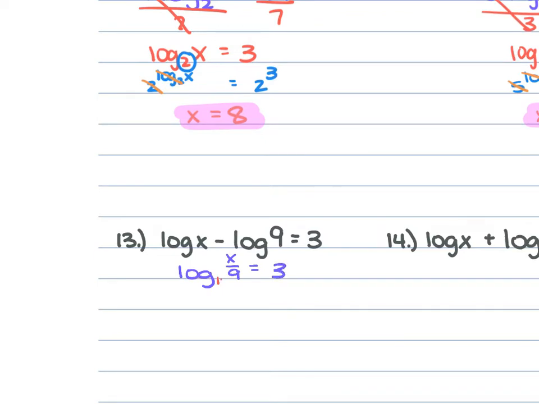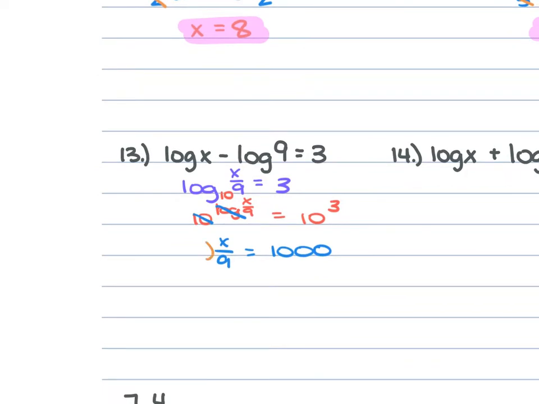Our invisible base here is 10, so we're going to have 10 be the base on both sides of our equal sign. That log of x over 9 is an exponent, and so is the 3. So the 10 cancels out the log to where we're just working with the x over 9, and 10 to the third power is 1,000. So from here, we're going to multiply 9 on each side to get x by itself, so x is just 9,000.